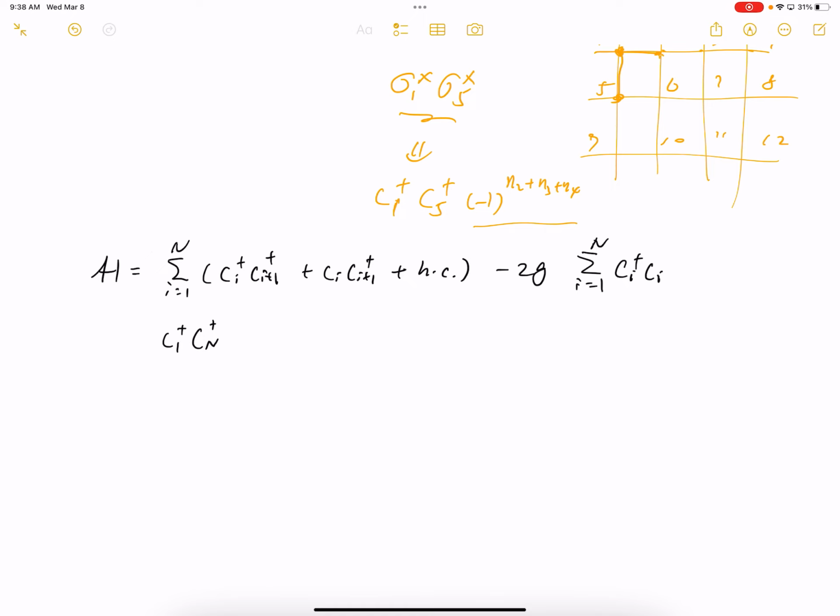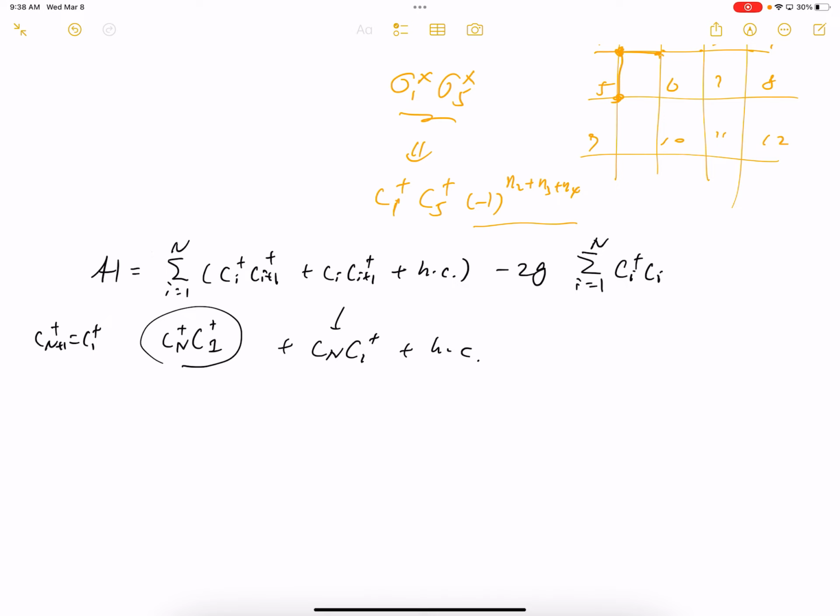Because when you set i equals n, we can write it in the opposite way. So it's actually C_n dagger C_1, right? Because C_{n+1} dagger is equal to C_1 dagger by the periodic boundary condition. So the boundary term actually looks like this, and there are similar terms here. So this would be C_n C_1 dagger, and its Hermitian conjugate. And these terms you can't quite cancel the phase.